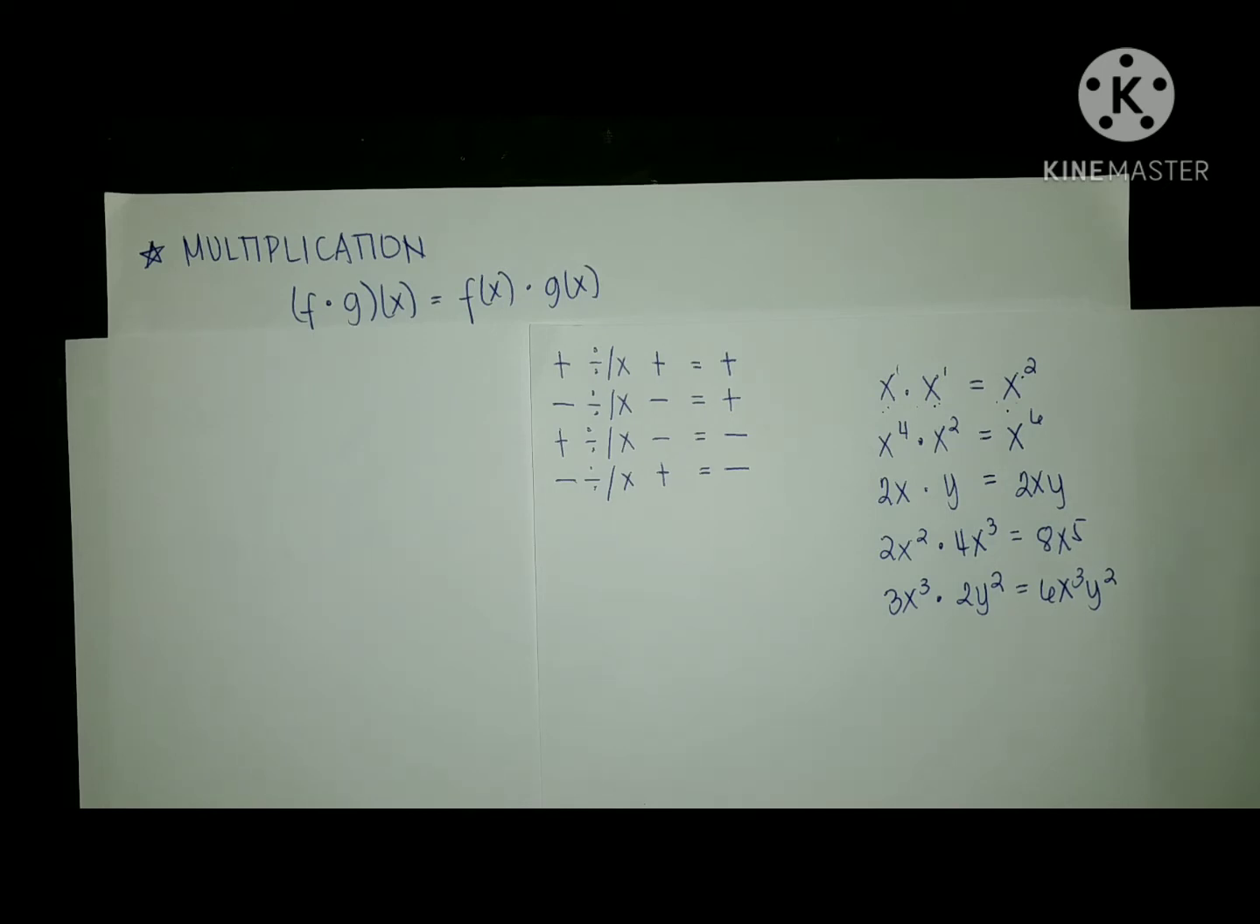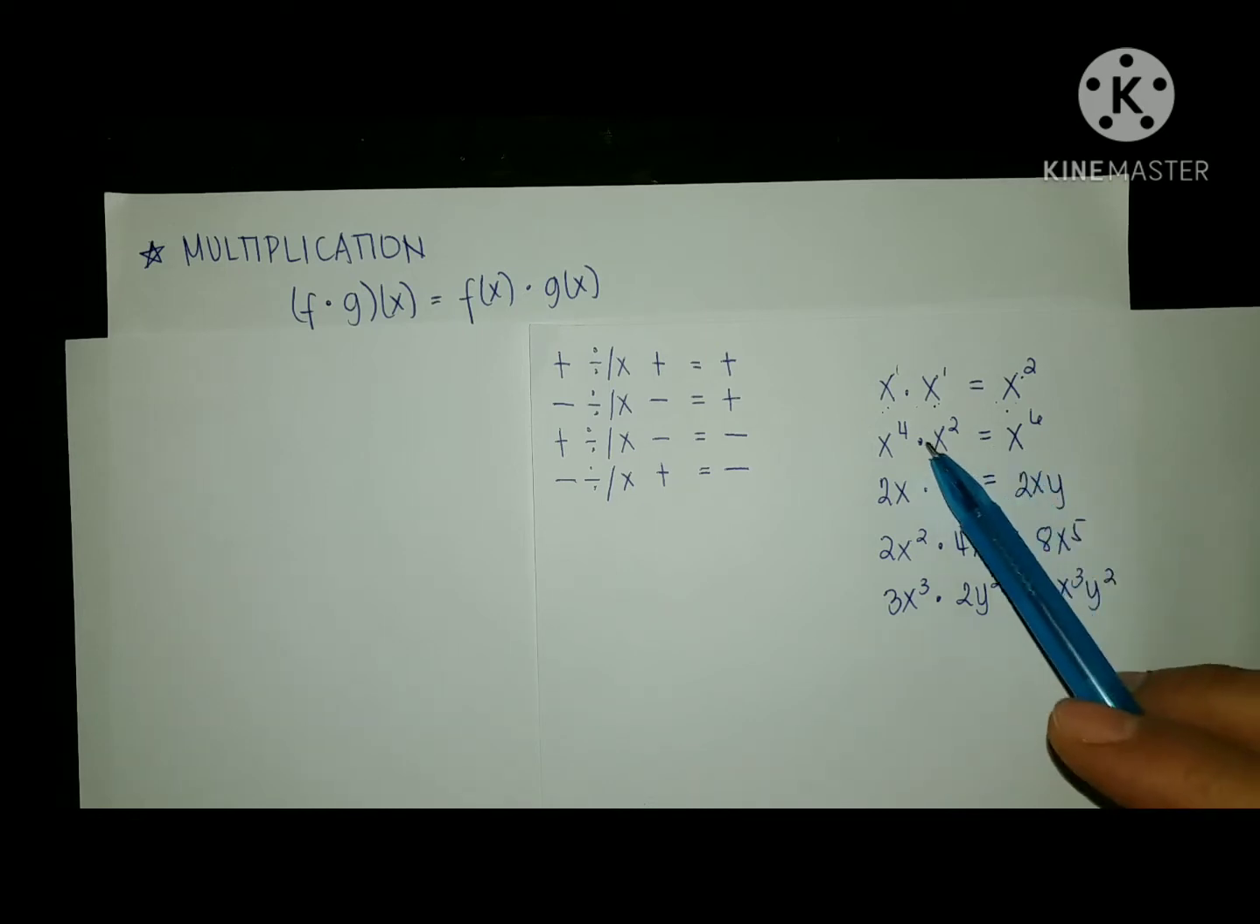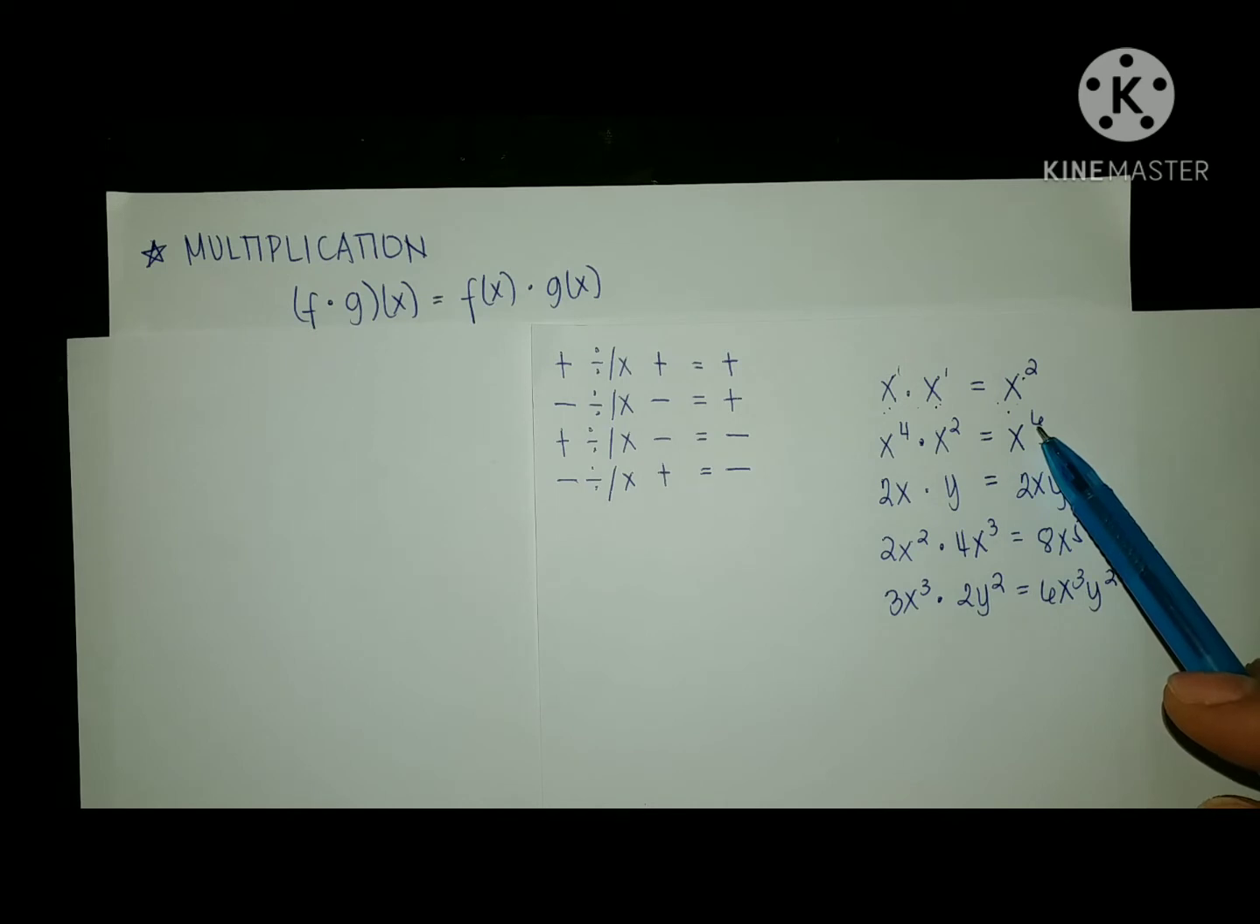Next is x raised to 4 times x squared. So multiply the numerical coefficients, 1 times 1, that is 1. Then copy the variable which is x. Then add the exponents of the common variables. So 4 plus 2, that is 6.